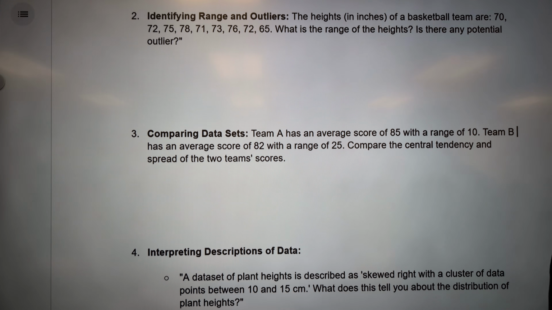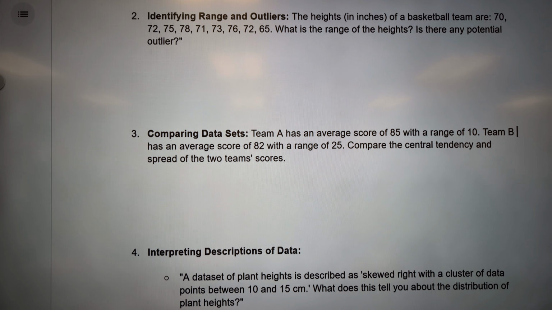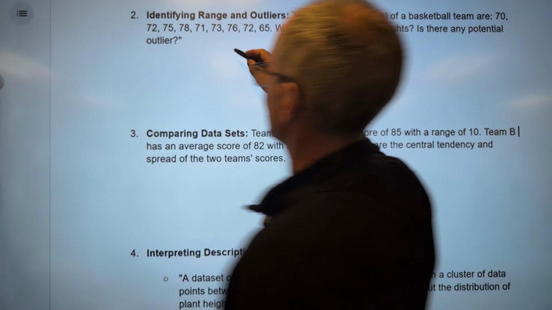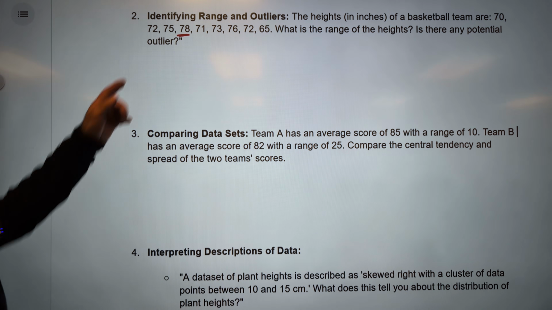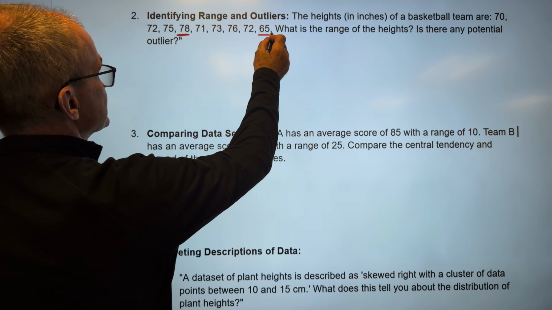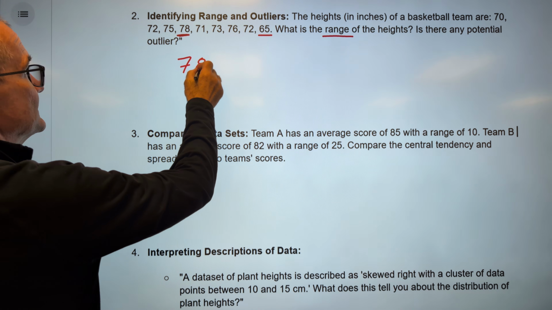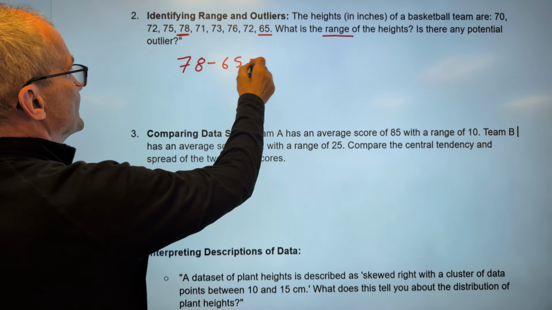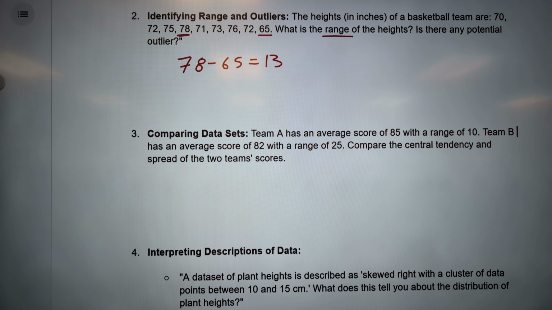Okay, here's another example problem. Identify the range and outliers, if there are any. These are heights of a basketball team. What is the range of heights? So I look through here, and I find the tallest height, 78 inches, 6'6", and I subtract the lowest height, 65. So the range is 78 minus 65, or my range is 13 inches. It's quite a bit of range.